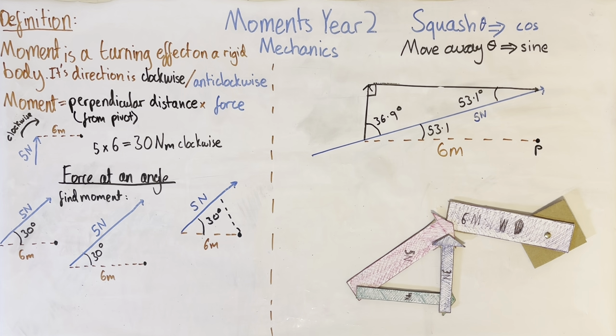Now, a moment is measured in Newton meters. That's not newtons per meter, it's Newton meters, as the perpendicular distance is measured in meters and the force is in newtons.